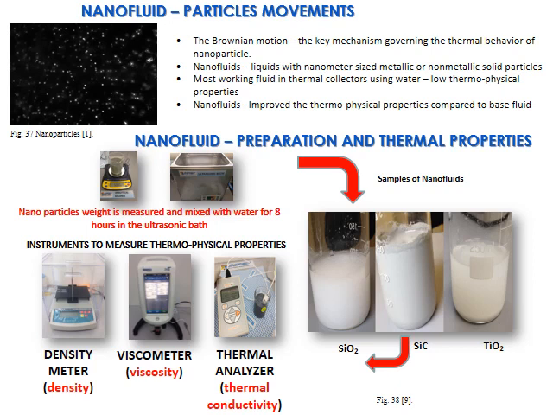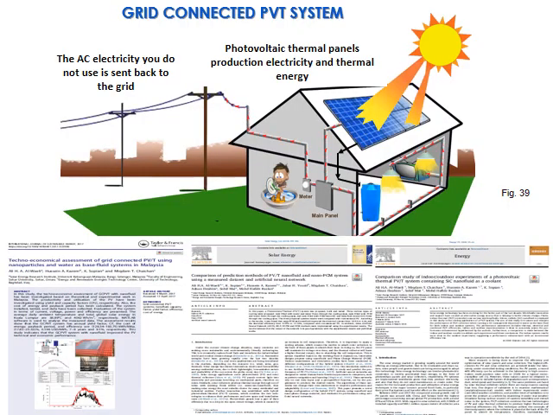For nanoparticles, when we mix them, okay, there are some properties we need to check. These are the physical properties of the nanofluid. We need to check also the density, viscosity, thermal analysis. Here you can see we have different types of particles. Nanoparticles are different. Each one of them gives different performance for the PVT.